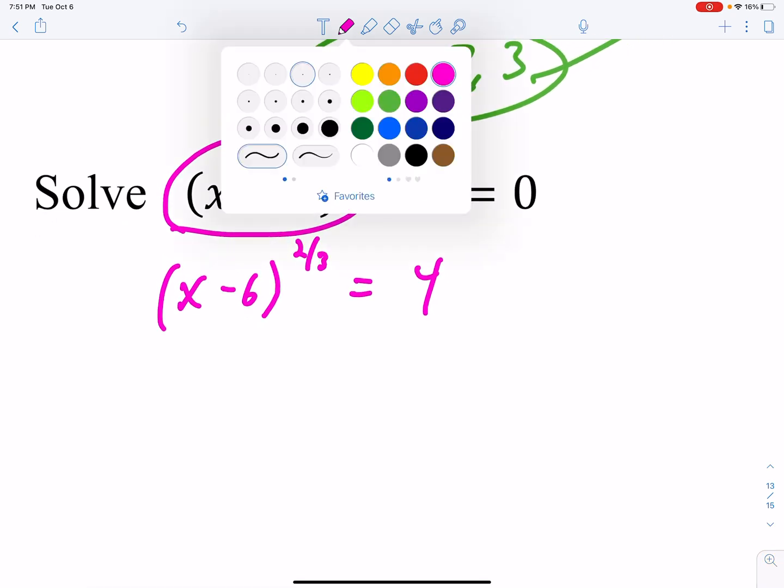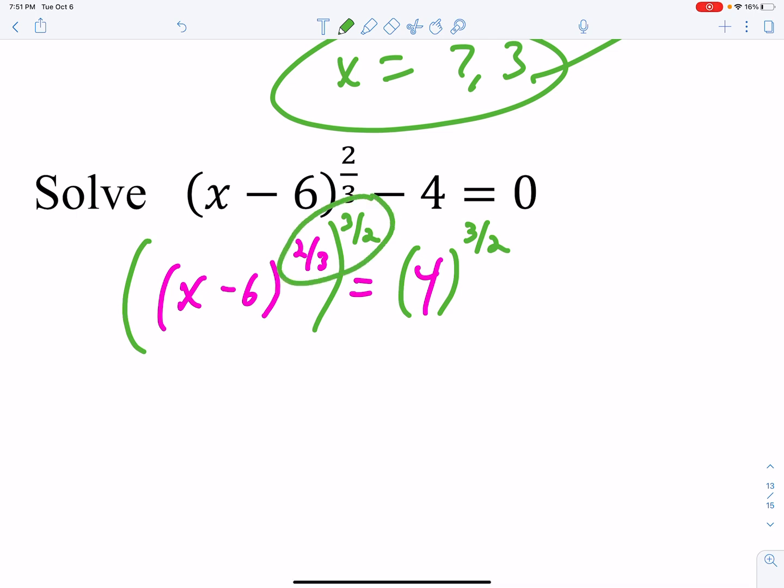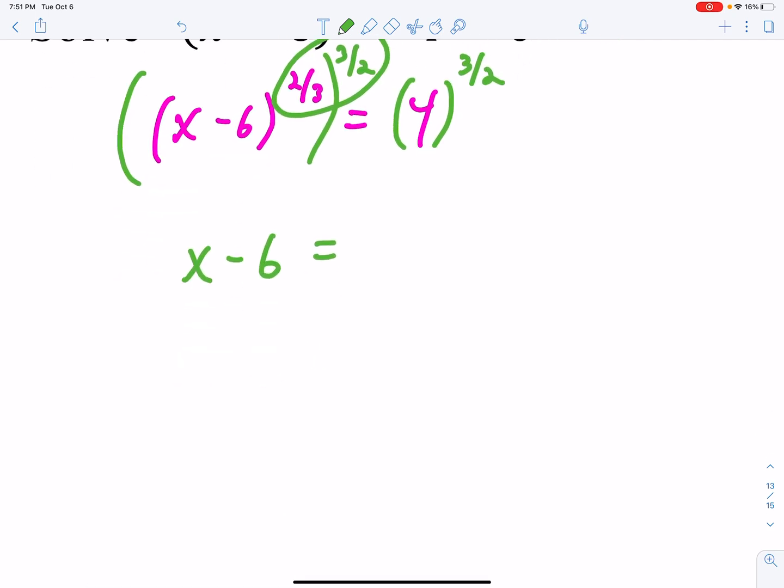Now watch what we're going to do. We're going to take this whole left side and take it to the 3 halves power. Again, we're flipping that fraction. And same thing here, 3 halves power. Okay? So notice what happens here. By the rules of exponents, we would multiply these exponents. 2/3 times 3 halves equals 1. An exponent of 1 means you don't even need an exponent, right?